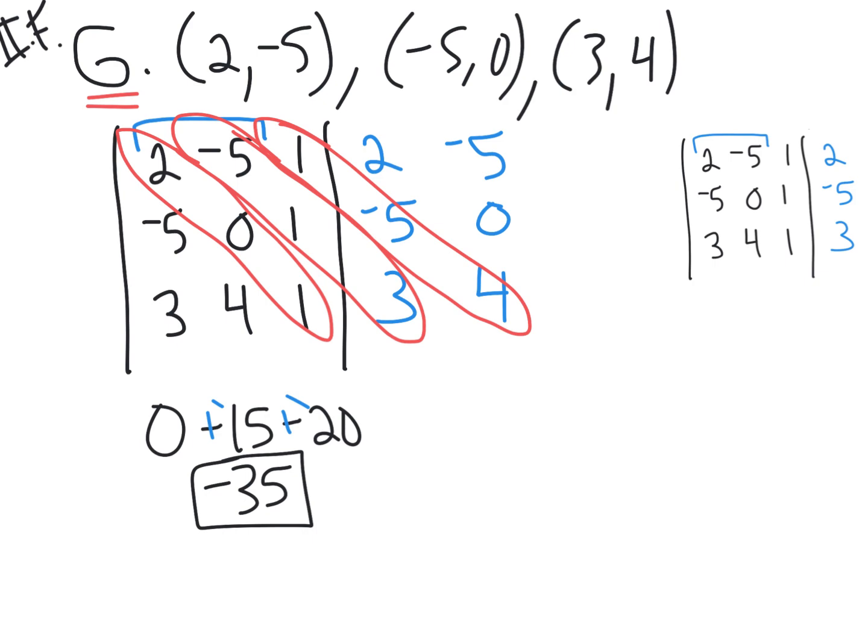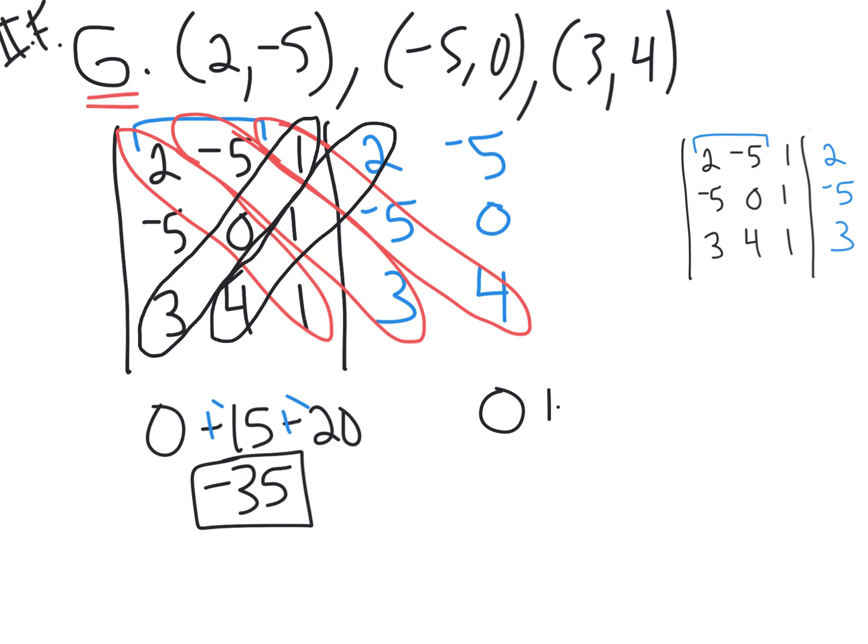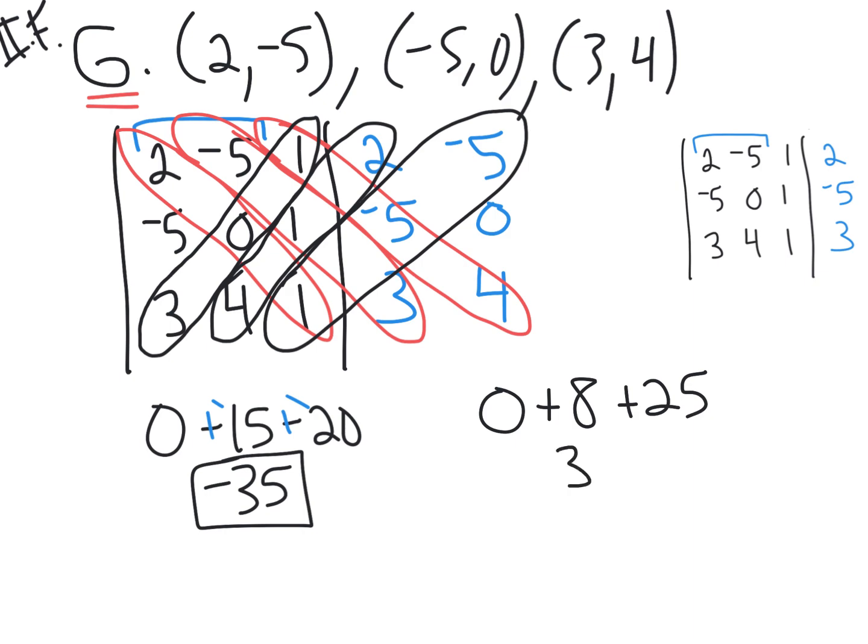So what we're going to do for the other part is we're going to look at diagonals going the other direction. So diagonals going the other direction, the first one would be 3 times 0 times 1. That's the first diagonal that we have with 3 numbers. That has a 0 in it, so that's going to be 0. And then next we've got 4 times 1 times 2, which is 8. And then we've got 1 times negative 5 times negative 5, which would be a positive 25. So if we add those together, that would be 33.